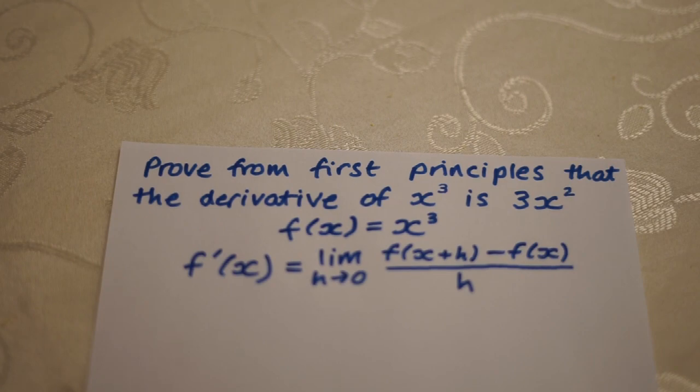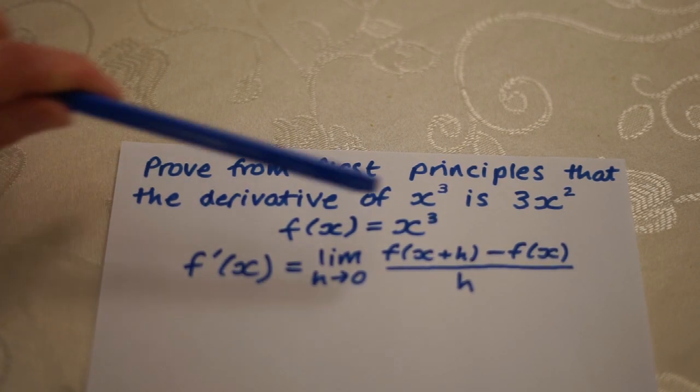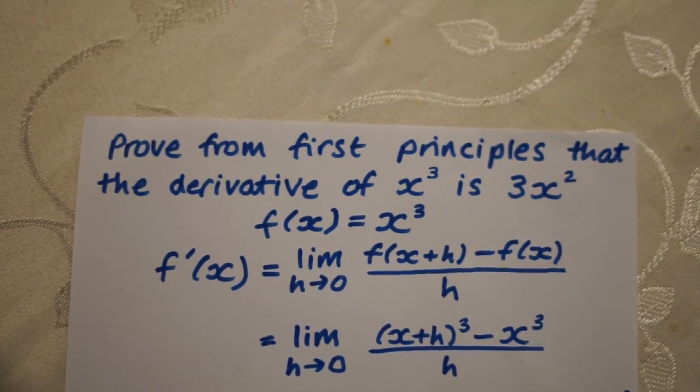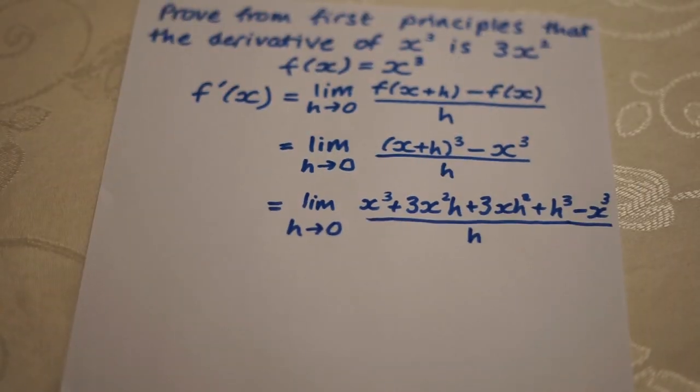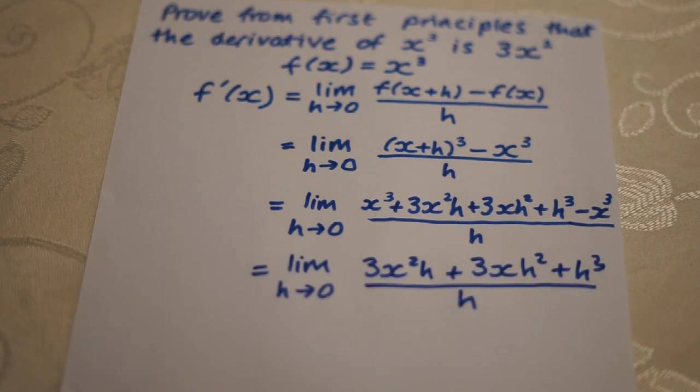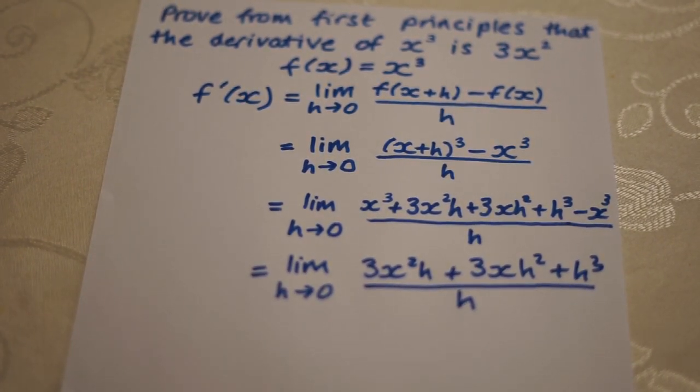Our function is x cubed, so let's apply this to the terms in the numerator. Now we need to expand the brackets. This gives us this. So let's simplify next. This gives us this. We can now use the h in the denominator to cancel out an h in each of the numerator terms.